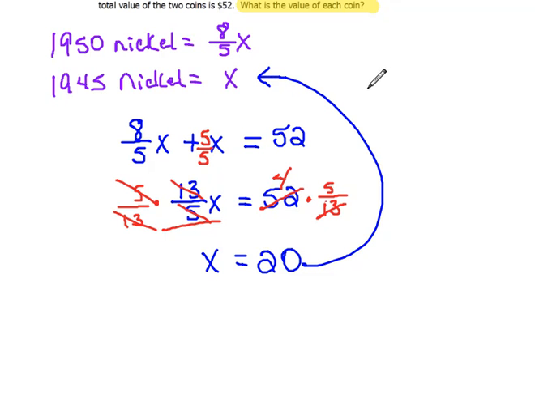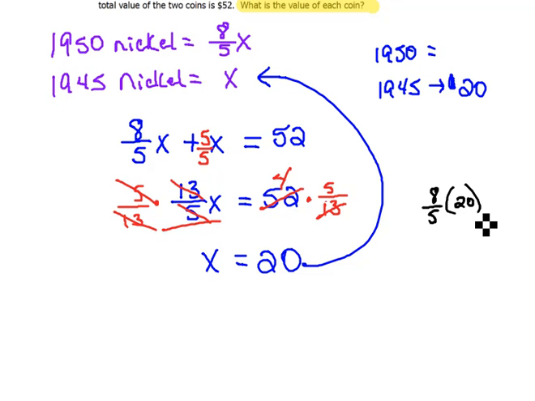So now we know that that 1945 nickel is worth $20. And because of that, we could figure out how much the 1950 nickel is worth. Remember, it's worth 8/5 of whatever x is. So let's see, 5 will go into 20 4 times. 8 times 4 is 32.